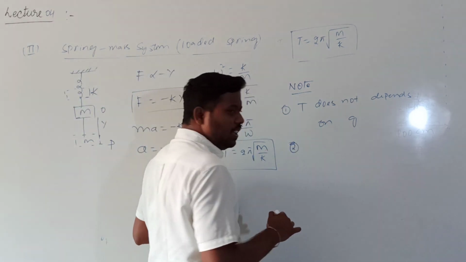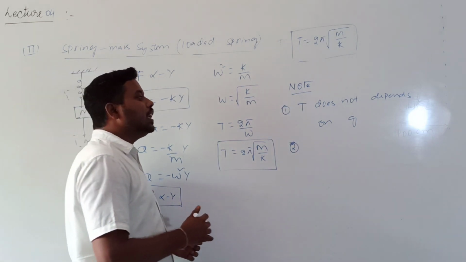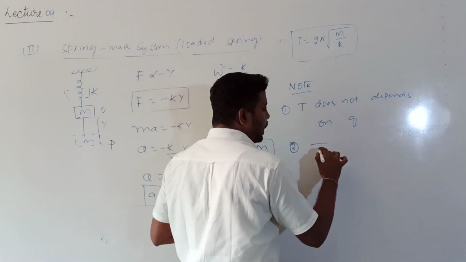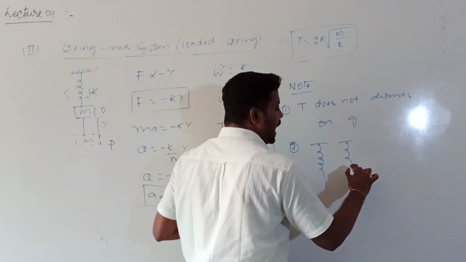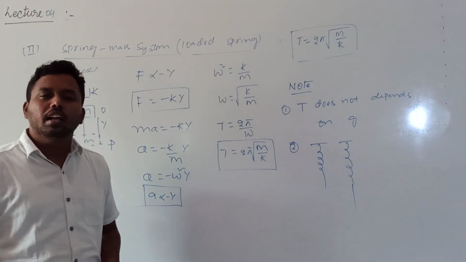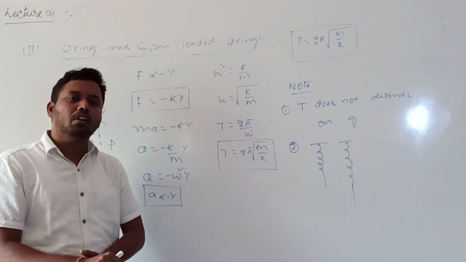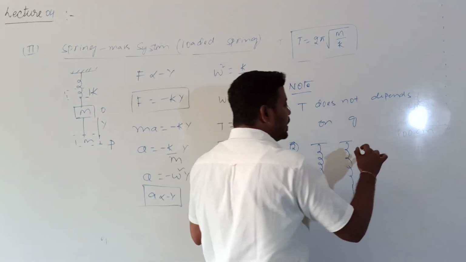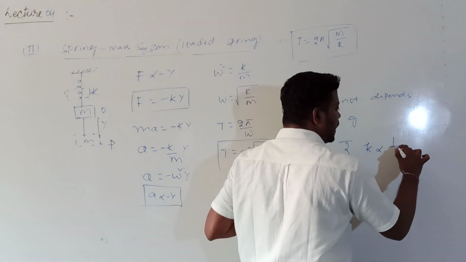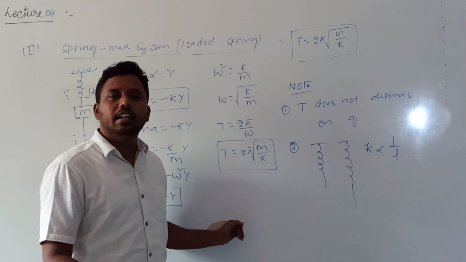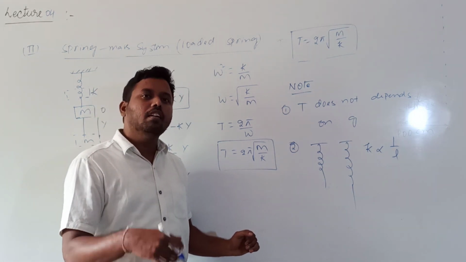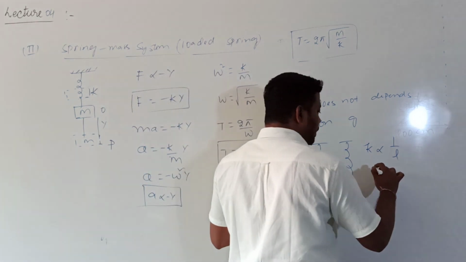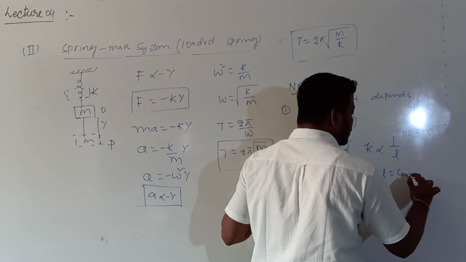The next, second important point is the spring stiffness, which is given by the spring constant of a spring. That is inversely proportional to the length of the spring. If the stiffness is more, the spring length should be small. Whenever the spring length is larger, the stiffness will be smaller. So the spring constant is inversely proportional to the length of the spring. The larger the length, the less the strength. The less the length, the larger the strength. The spring constant is inversely proportional to length. From this, what can I write? k into L is equal to constant.